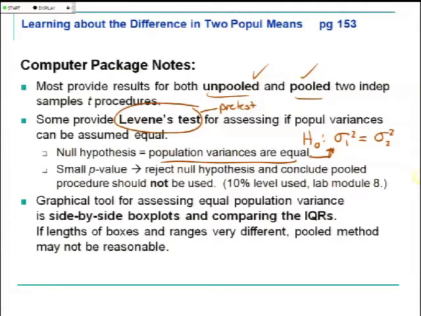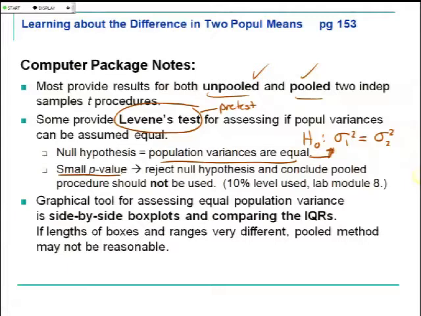And if H naught is that the variances are equal and HA is that they're not equal, then what would a small p-value versus a large one tell us to do? Small p-value means reject H naught. Rejecting H naught says can't assume variances in the populations are equal. So if you get a small p-value here, you would have to say can't pool. It would be telling you strongly that the data says not reasonable to say the variances in the populations are the same because your sample variances were too different, and therefore you don't pool.